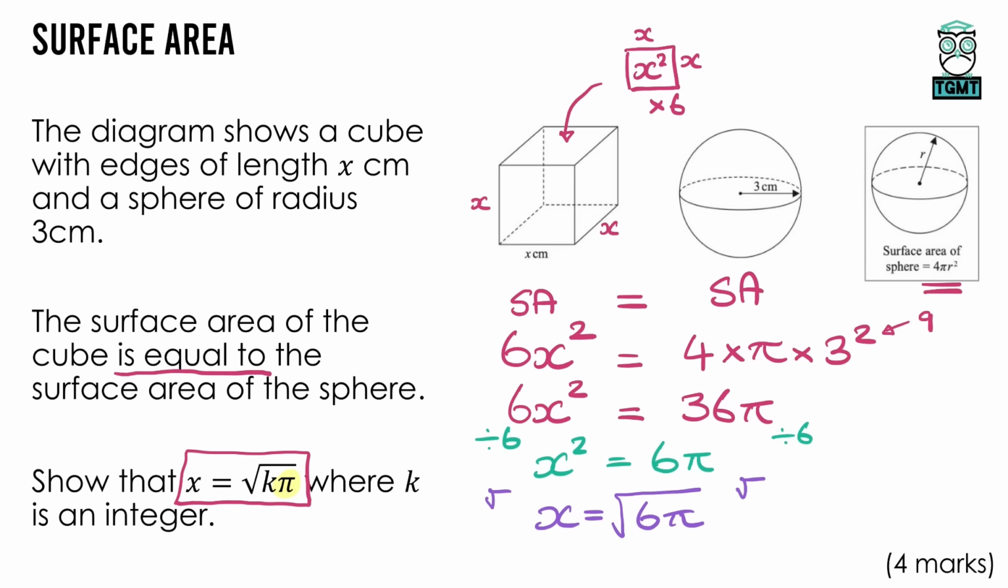So there we go, k is equal to 6. It doesn't ask us to say what k is equal to, it just wanted us to show that x was equal to the square root of something pi. We found that it was 6 pi. And there we go, there's our final answer. Definitely a tricky question, but not as bad as it looks.